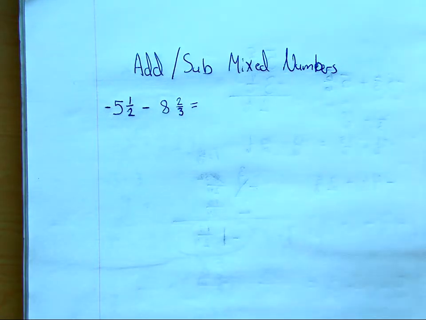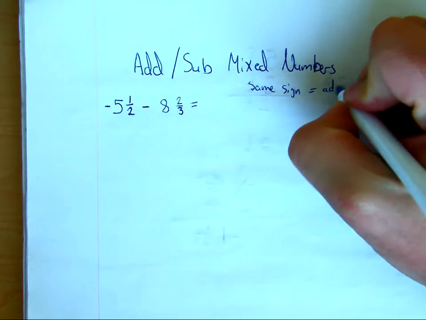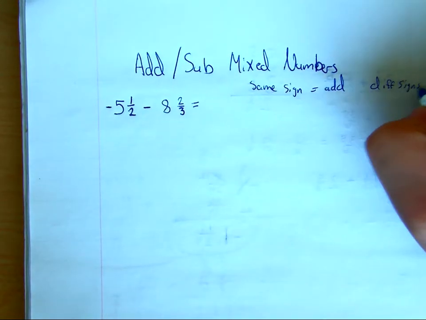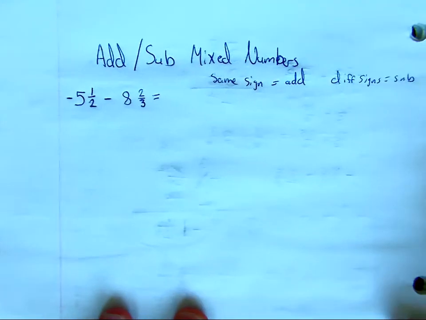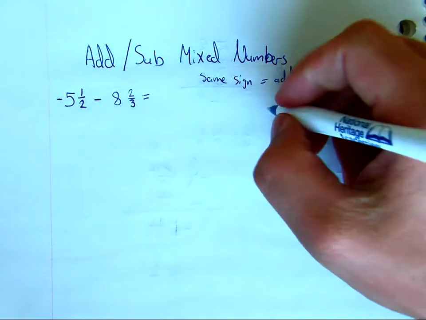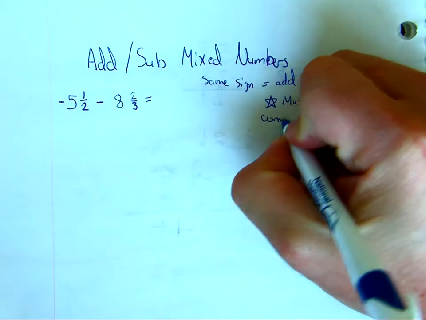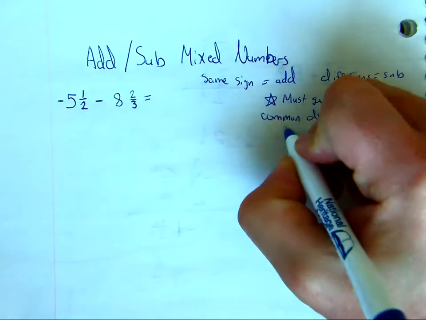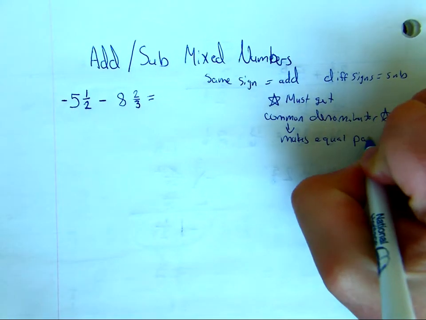So in order to do this, the rules of positive and negative numbers will apply. If they're the same sign, you're going to add. If they're different signs, you subtract, and I take the sign with the greater force. Alright, and also what has to stay constant is you must get a common denominator, and that makes equal parts.